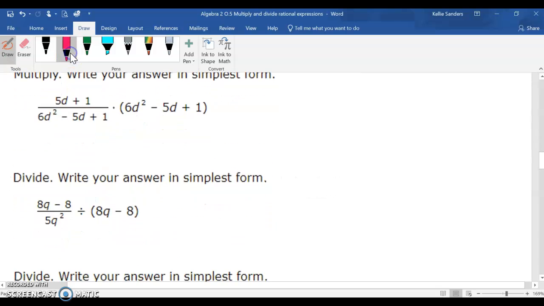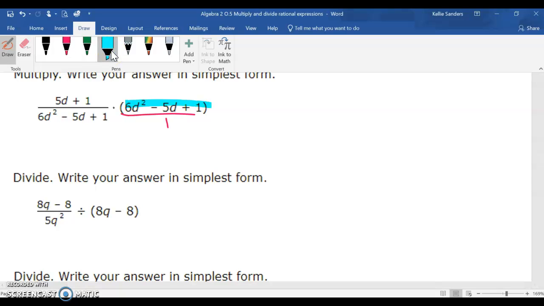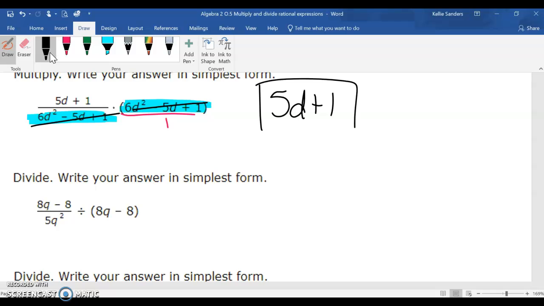I love this problem. Love it, love it, love it. Because if I put this over 1, look at what's on top. Look at what's on bottom. What do you see? They're the exact same thing. If they're the exact same thing, then they cancel out. And the only thing you have left is 5d plus 1 over 1, which is 5d plus 1.